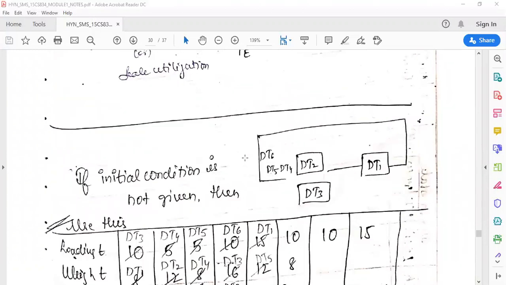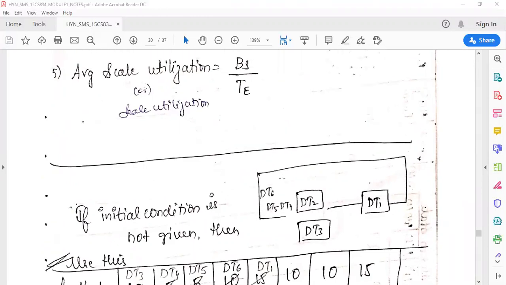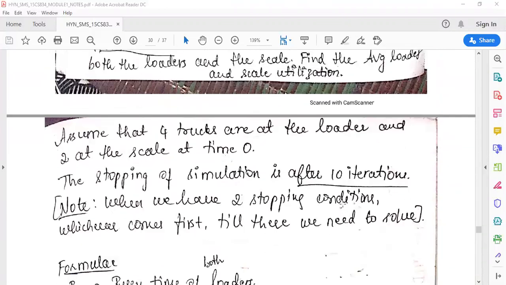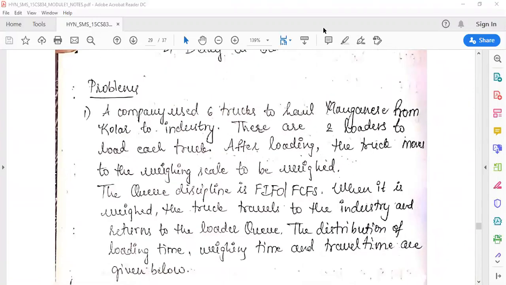Sometimes they will give the initial condition as 2 trucks at the loader and 1 truck in the weigh queue, or 4 trucks at the loader and 3 in the weigh queue, like that. Based on the condition, we have to write our initial step. In the next session, let us discuss how to solve the dump truck problem. Thank you.